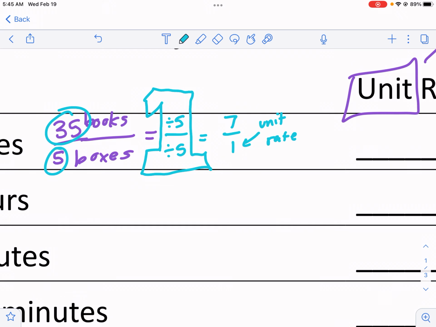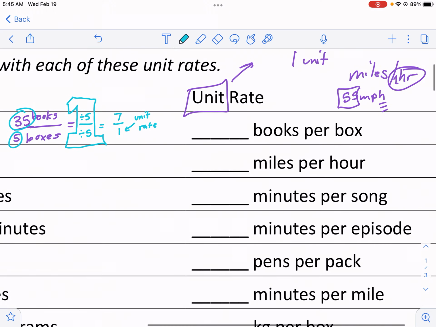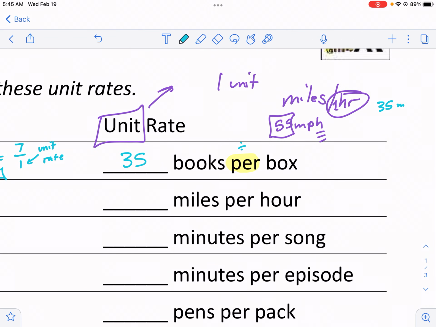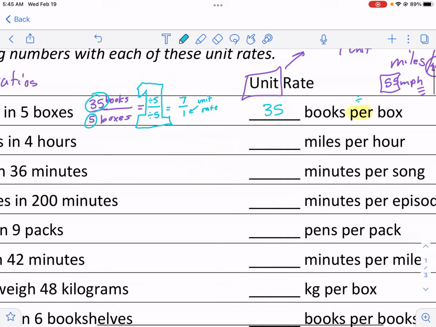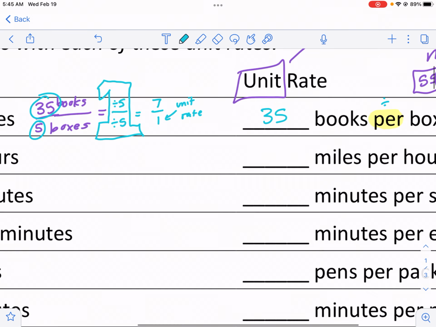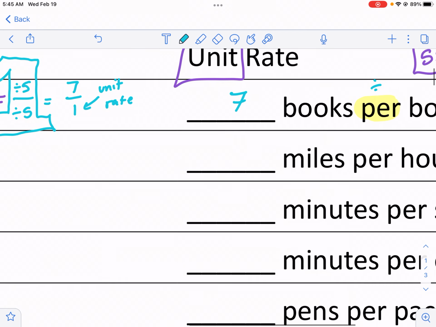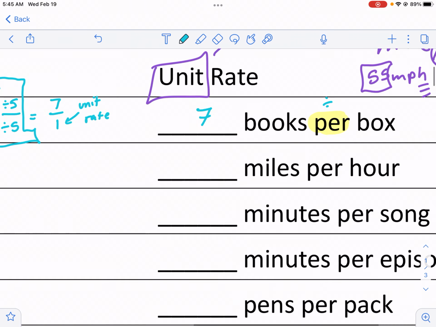Okay, so now we know that we have 35 books per box, or per 1 box. But that's implied. With unit rates, first off, per means divide, or we're talking about fractions. That's why miles per hour is always written like this, 35 miles per hour. Okay, per box, again, that means dividing per box. So that's the first example: we have 35 books, whoops, not 35 books, 7 books. Okay, we had 35 books per 5 boxes, but for 1 box, we have 7 books.